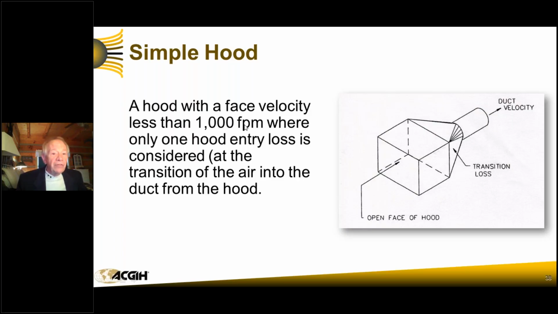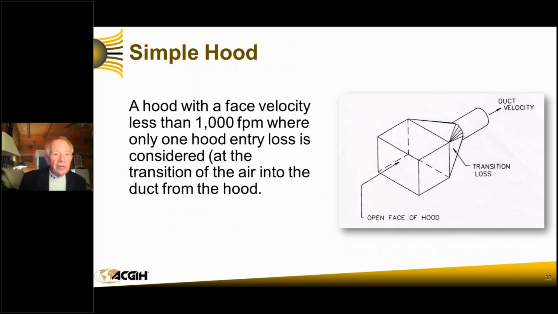And if you look at that 1,000 feet per minute, the velocity pressure, back to our Bernoulli's equation, is 1,000 divided by 4,005, squared. So 1,000 divided by 4,000 is about 0.25. 0.25 times 0.25 is 0.125. It's very, very small. So below 1,000 feet per minute, we don't even have to consider it.